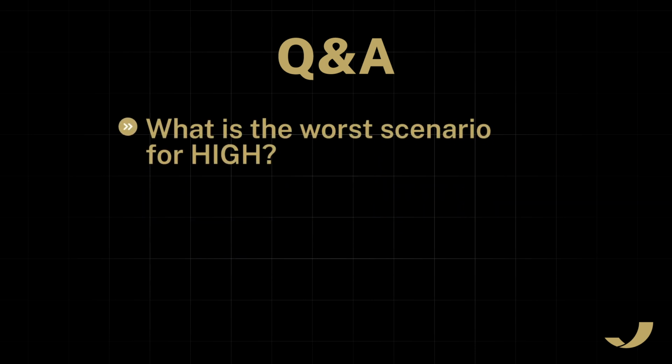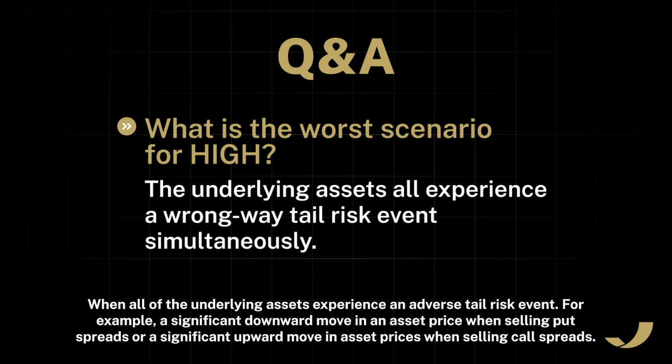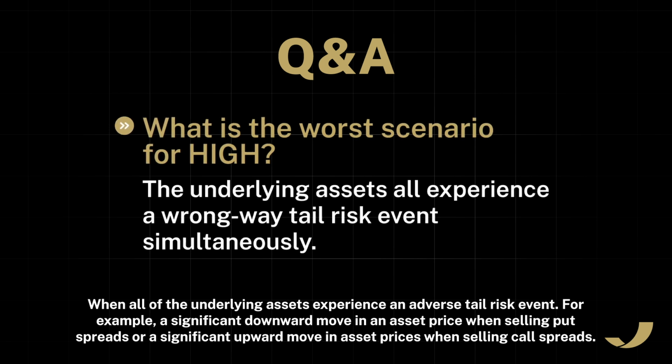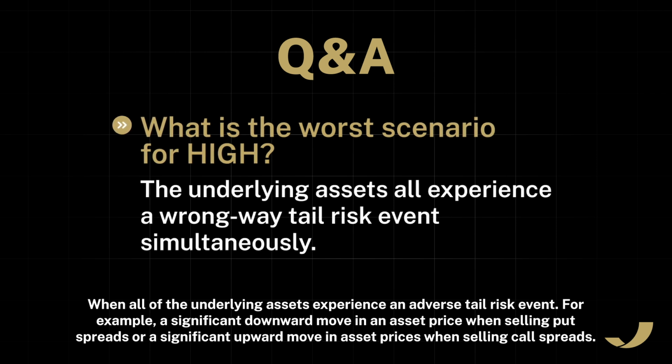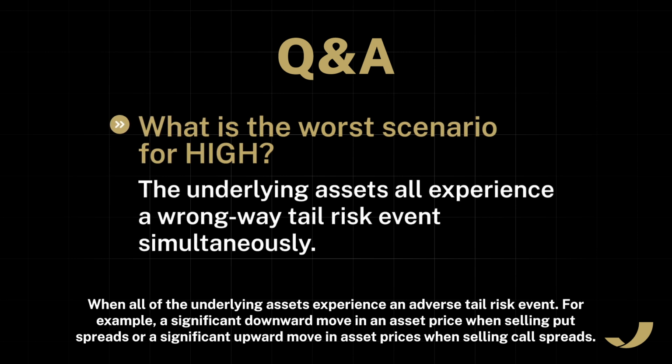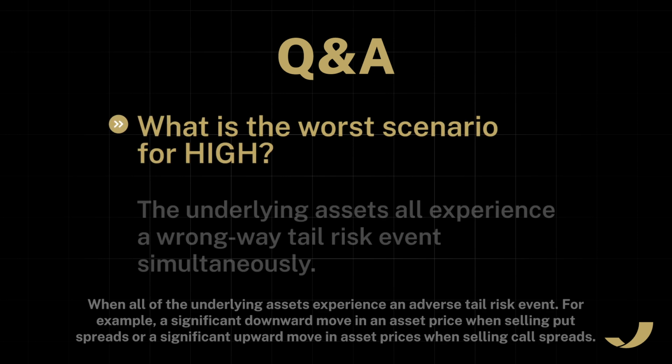What is the worst-case scenario for High? When all of the underlying assets experience an adverse tail risk event. For example, a significant downward move in an asset price when selling put spreads, or a significant upward move in asset prices when selling call spreads.